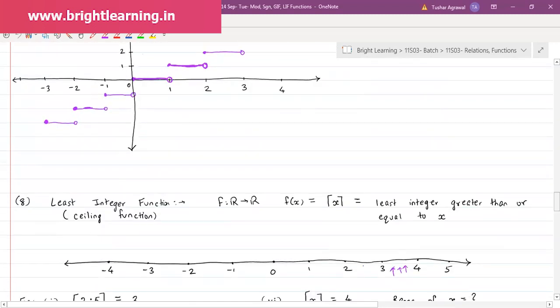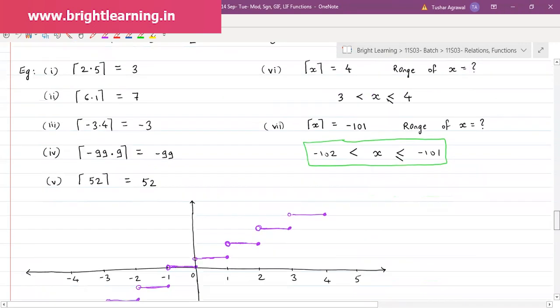The least integer function, sir? Yes, tell me. Last class I was not there. May I know which lesson is going on? Relations and functions. Okay, sir. The relations and functions chapter is going on, and we saw the least integer function.